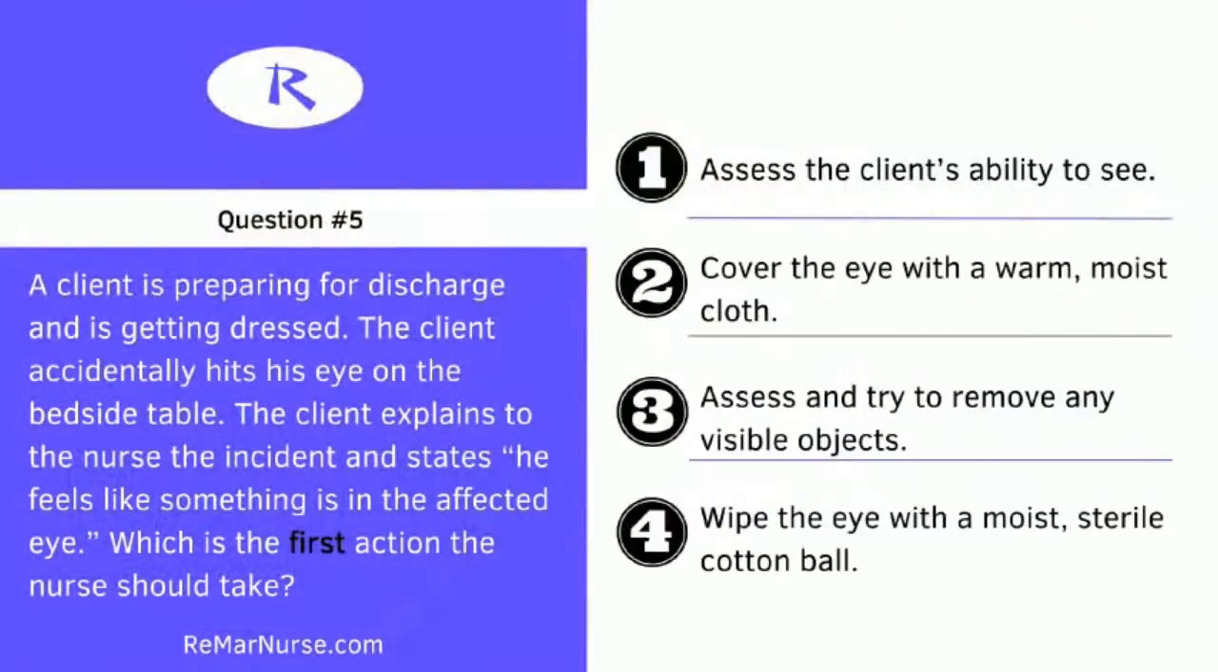So in this example, the best thing for the nurse to do is just assess the ability to see. Number 3 sounds good. But you don't want to remove anything, right? That's not our scope of practice.